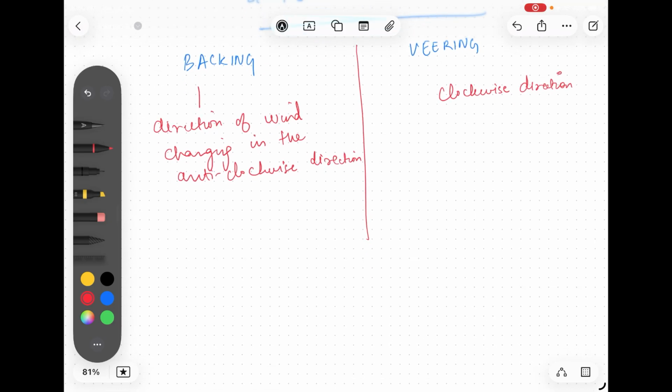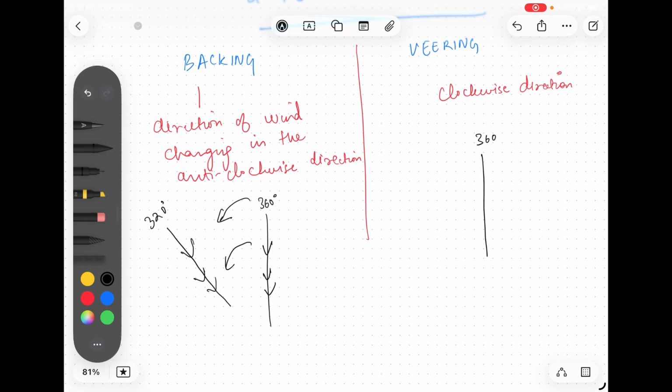Now how do you see this? Basically you could say that if my wind was coming from 360 degrees, anti-clockwise would mean in this direction. Now maybe my winds are coming from 320 degrees. So this is backing of winds. Here the wind is backing. When I say it is veering, it is going in the clockwise direction. Again my wind was first coming from 360, but now it's coming from maybe 50 degrees. So now my wind is veering.